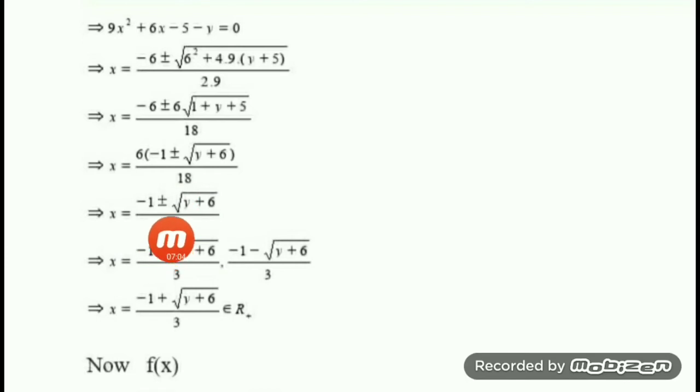Now, as there is a plus-minus sign, we separately write it in the form of two expressions. That is, x = (−1 + √(y + 6)) / 3 and x = (−1 − √(y + 6)) / 3. These two expressions we have got. Now we have to say which value of x is present in your domain. What is your domain?